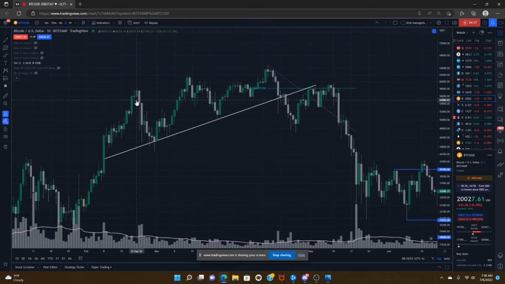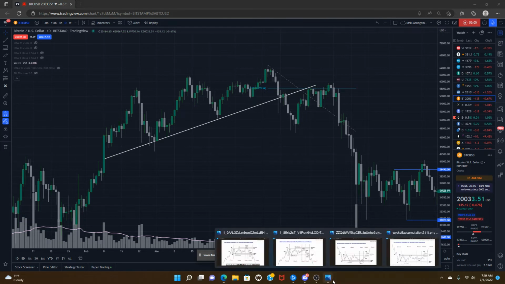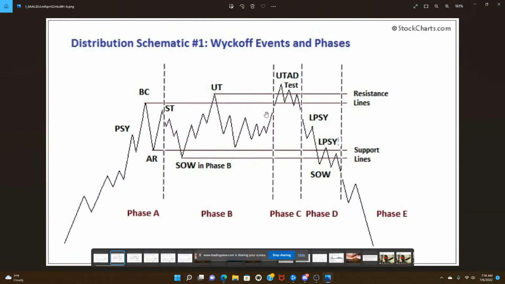But the general idea is you get this distribution. You get a break of structure in the market, and then a retrace into a bearish 618, then a sell off. This is your distribution model. Now it doesn't fit perfectly. You got your 3 drives, and then you get lower.